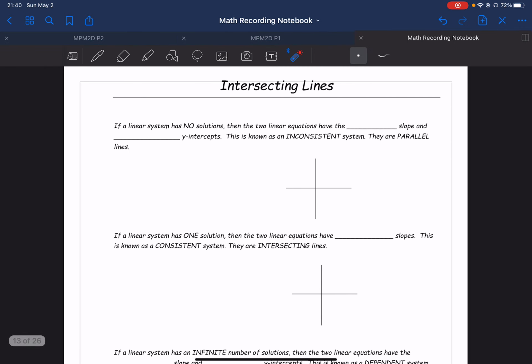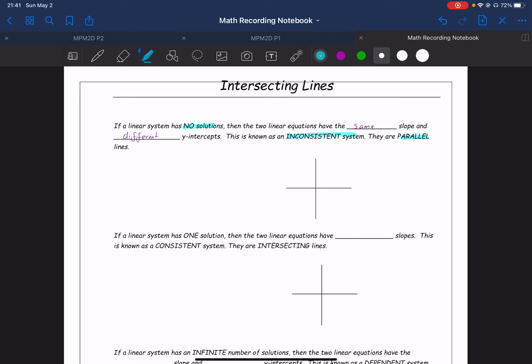So if a linear system has no solutions, keyword here, no solutions, then the two linear equations have the same slope and different y-intercepts. It's the only way they're not going to be the same. This is an inconsistent system, aka they're parallel lines.